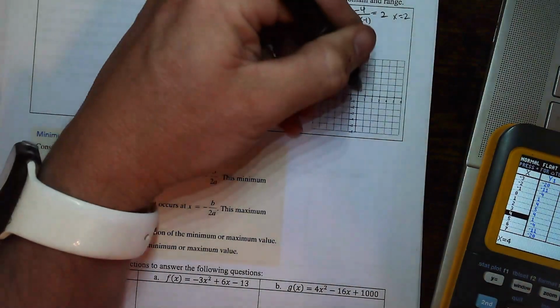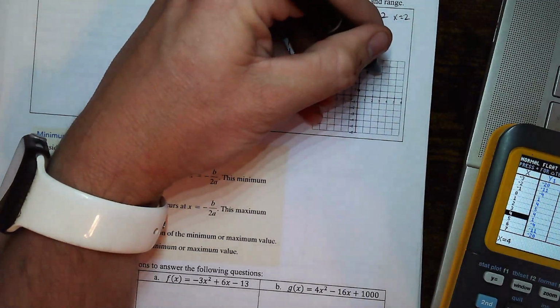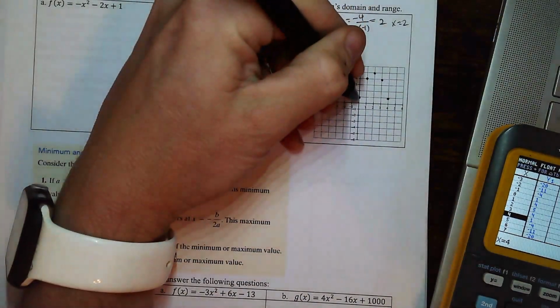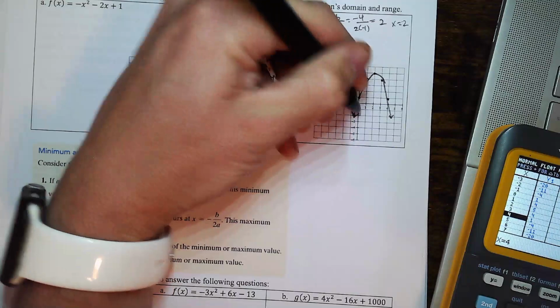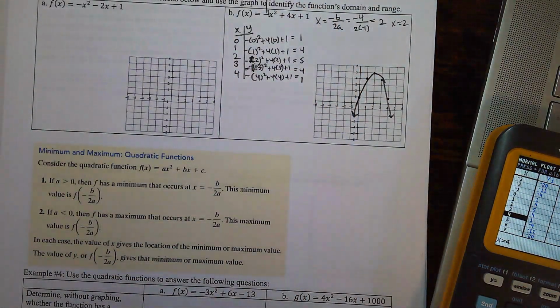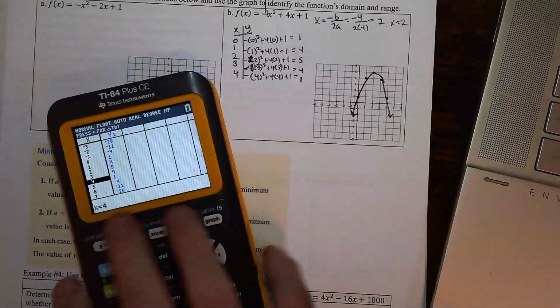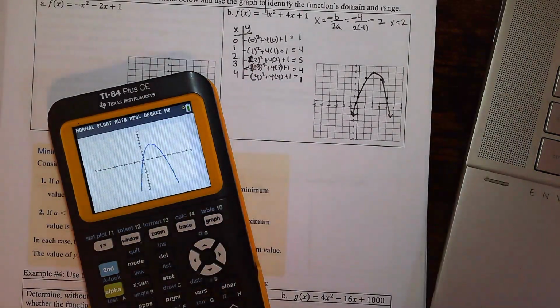So 0, 1, 1, 4, 2, 5, 3, 4, and 4, 1. So there's a look at my graph. Then I'm going to connect these dots, rounding it around there. This is called using a table. I could have done this method on the last one if I wanted to, but I like this way better for this type of problem. You could also look at the graph to check your answer, and make sure both of these things align.